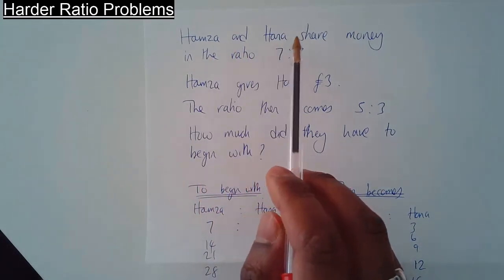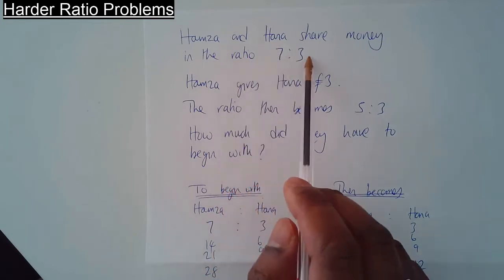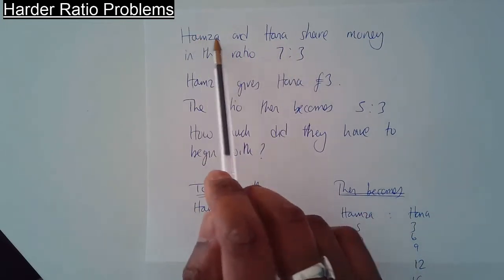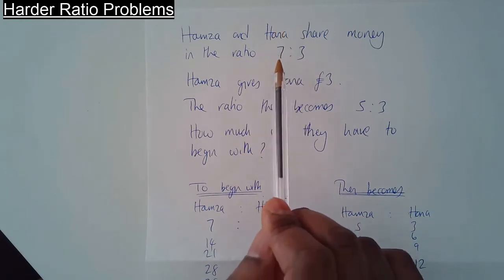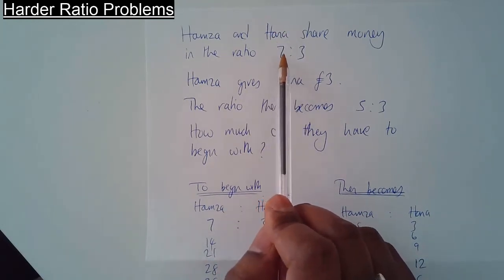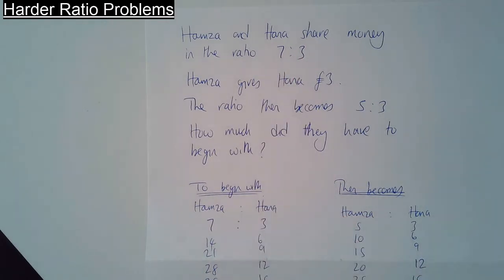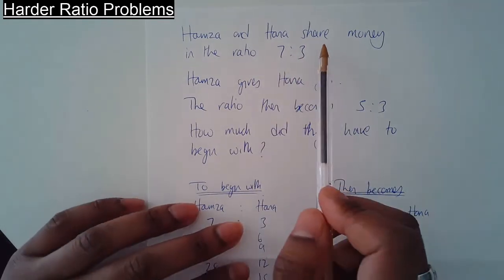Hamza and Hannah share money in the ratio 7:3. That means Hamza has 7 parts, Hannah has 3 parts. That doesn't necessarily mean that Hamza has got £7 and Hannah's got £3. It could be any equivalent ratio to this.